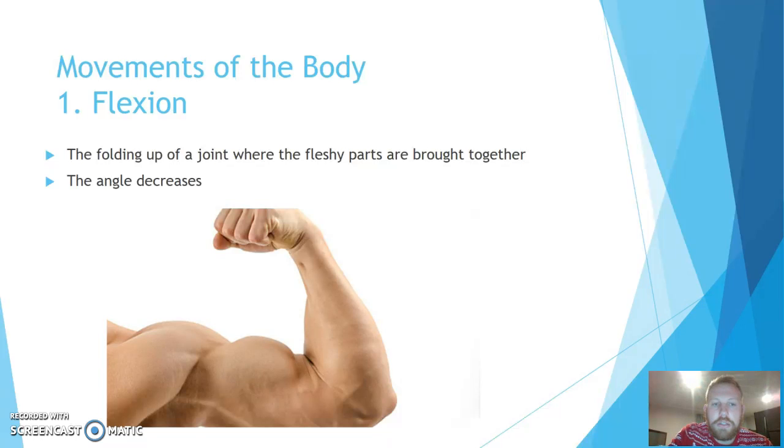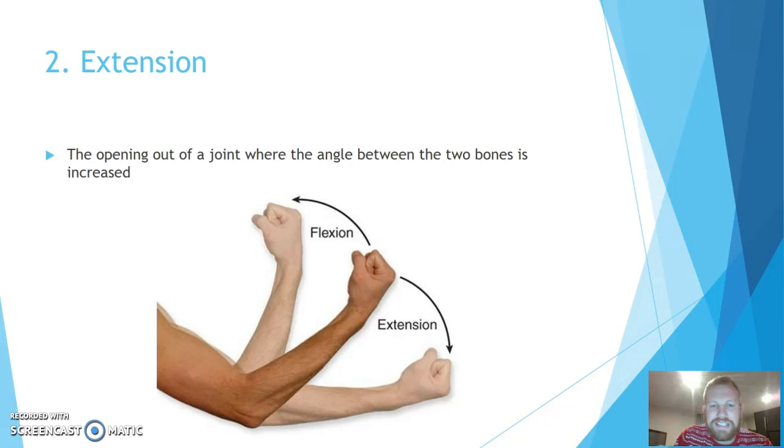of the joint. So if this arm was out straight, that'd be extension, and when the gap or the angle decreases, that's called flexion. So extension is the opposite of that. In this picture here, we can see that the arm is going from flexion to extension. So it's the opening out of the joint where the angle between the two bones is increased.